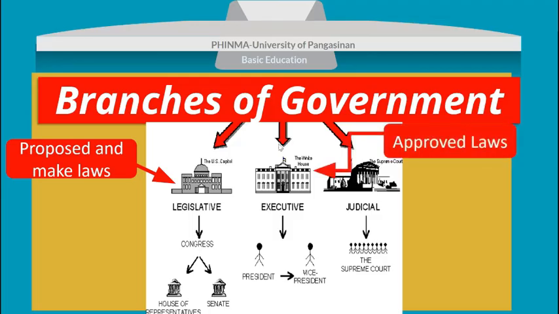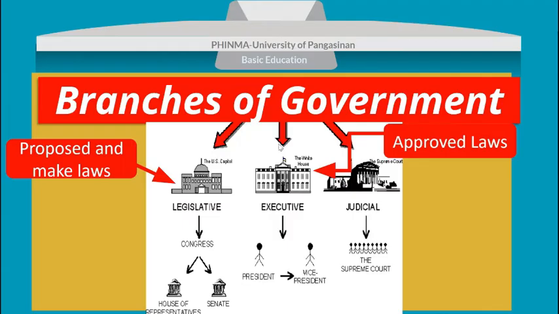Next is we have the executive. What is all about executive? Executive, they approve laws. Okay? Sino-sino ang nandito sa executive? We have the president, vice president, and of course the cabinet members. Okay, who are these cabinet members? These are the secretaries of the different offices.